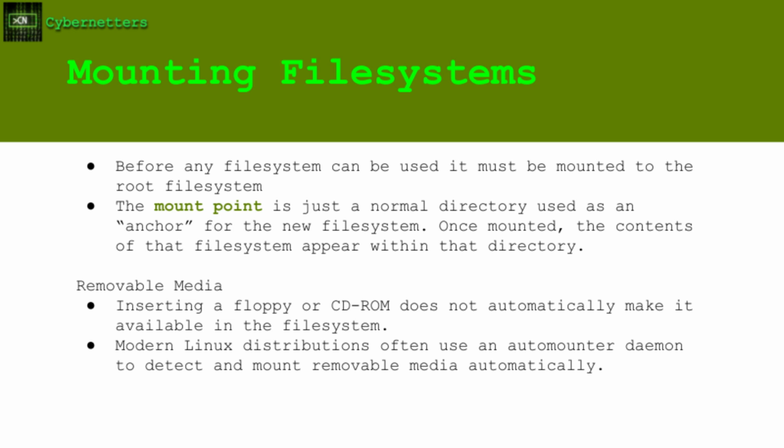Inserting a floppy disk, CD-ROM, or USB doesn't automatically make it accessible. Older systems required manually mounting these devices. Modern Linux systems have an automounter daemon that detects and mounts removable media automatically. So when you plug in a USB, it appears in /media or /mnt without extra steps.